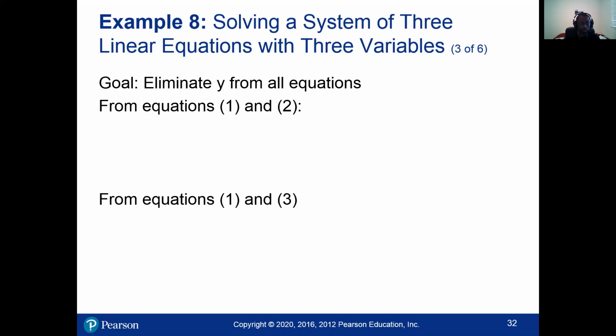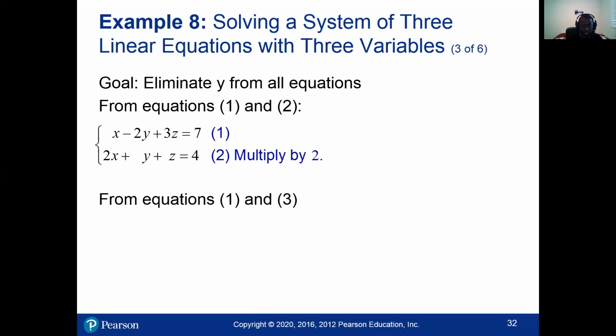So our goal for this question is to eliminate y from all the equations. First I will compare equations 1 and 2 and then eliminate y. If I look at y, it's easier because it has additive inverses, negative and positive. Therefore, if I multiply equation 2 by 2, I'm going to have 2y, and so when I add, it's going to go away. So this equation remains the same.